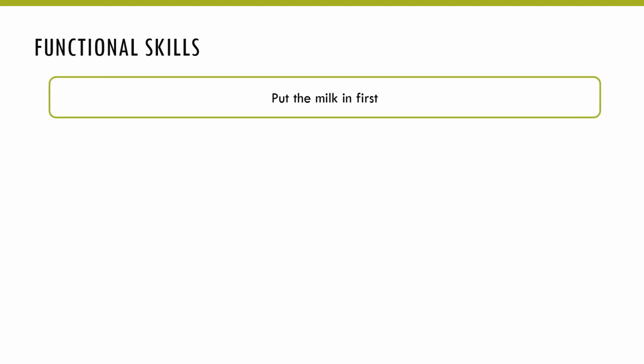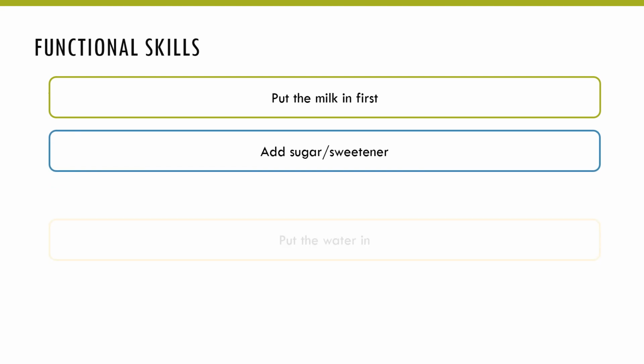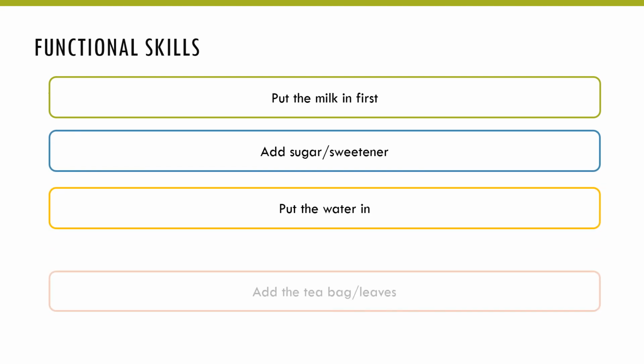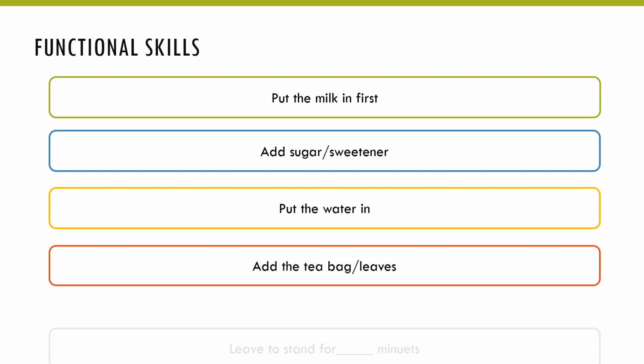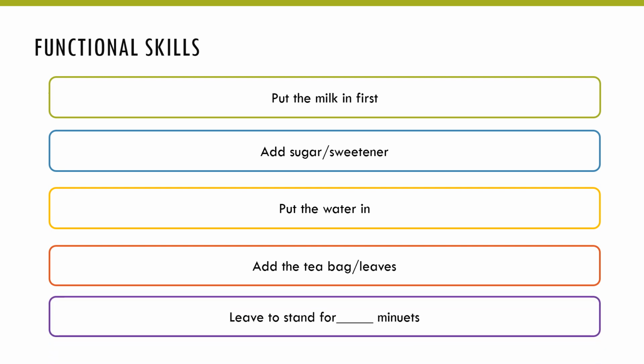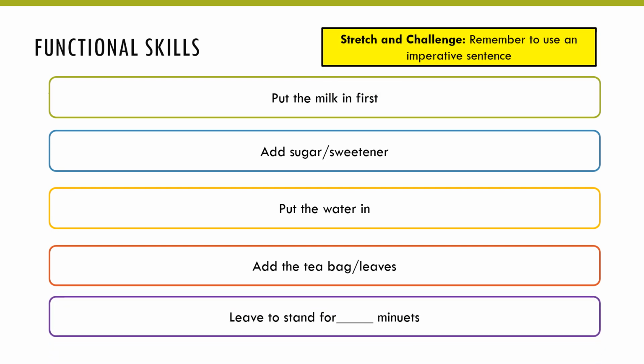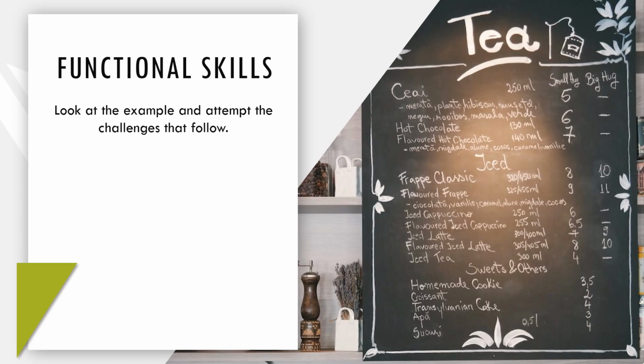So the first one then, I've put: milk in first, add sugar or sweetener, put the water in, add the tea bags or leaves, and leave to stand for so many minutes. Now, remember to use an imperative sentence again. Just think about the order that you're going to use this for and have a practice of actually giving those instructions. Look at the example and attempt the challenges that follow.